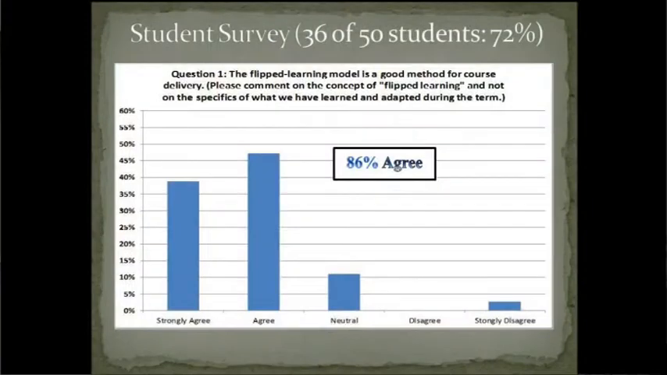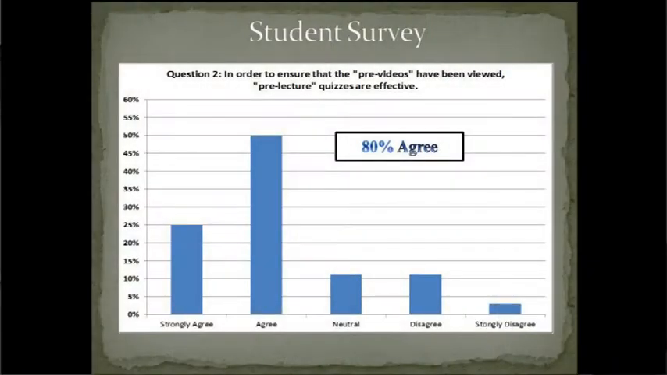They like the method. 86% of the students in this anonymous survey, and 72% of the students actually completed the survey, so it's pretty good turnout. It's representative. And 86% of the students liked the concept. And 80% liked the pre-lectures. So I'm getting really good numbers. And students are honest, trust me. I've had lots of things I've tried in class, and they've been honest, they don't like it. So I'm pretty confident this stuff is okay.